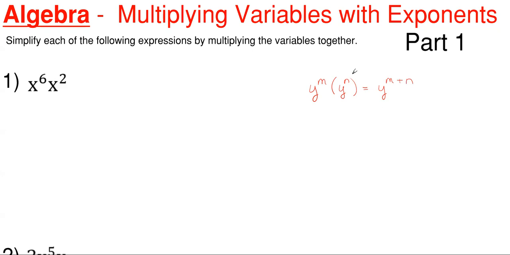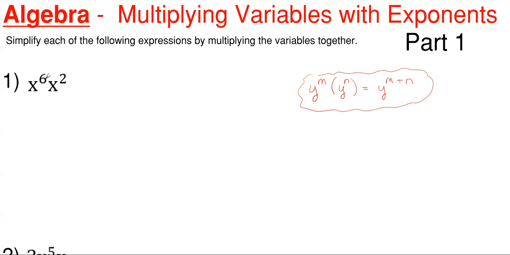So if this was like 2 and 2, this ending result would just be y to the 2 plus 2, which would just be y to the fourth. And that is the overall rule that you would follow when multiplying variables together that are to some power. So let's work on some actual problems here.